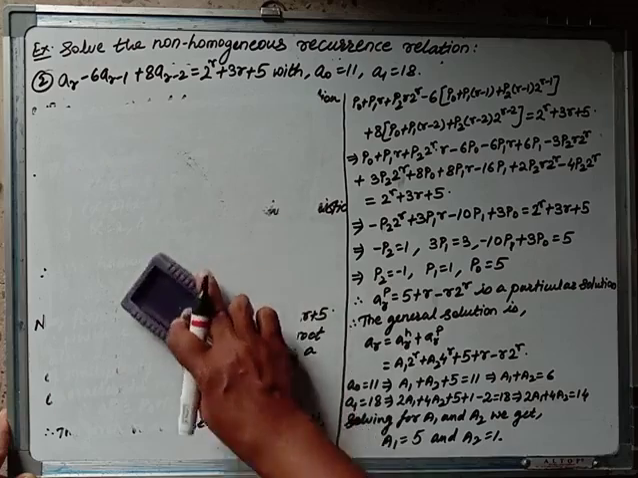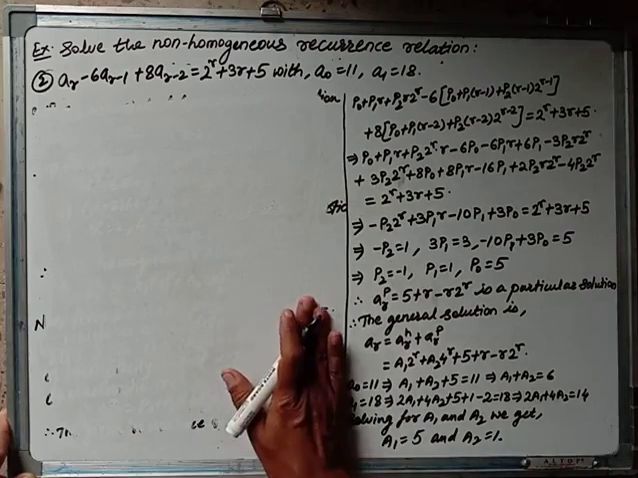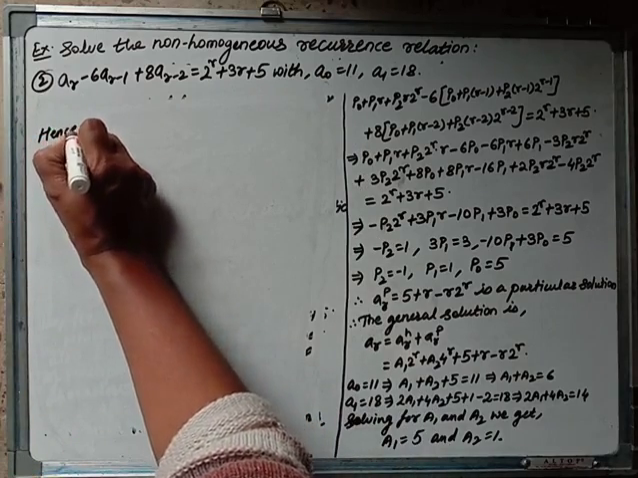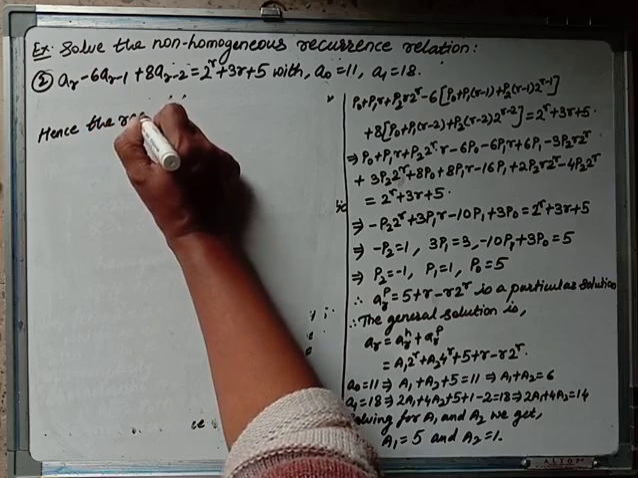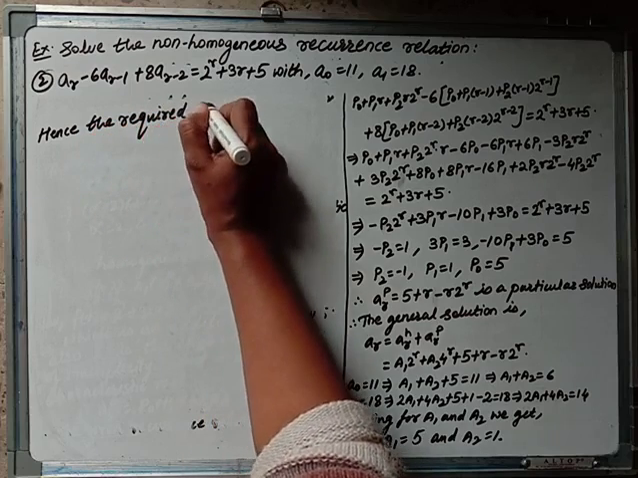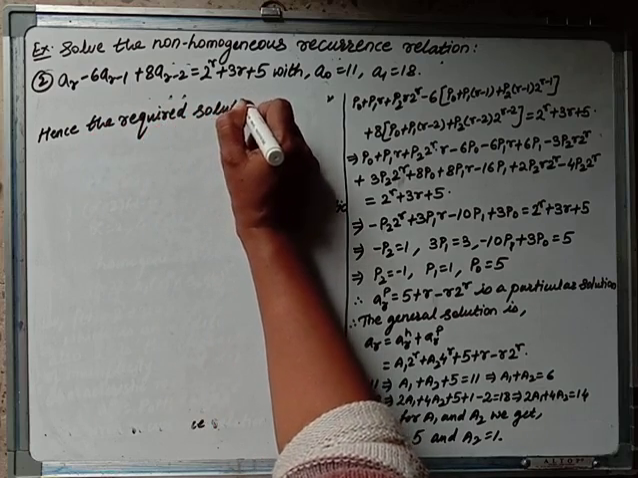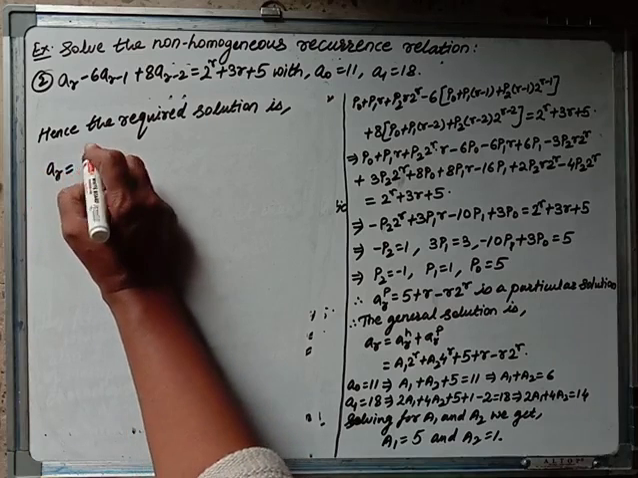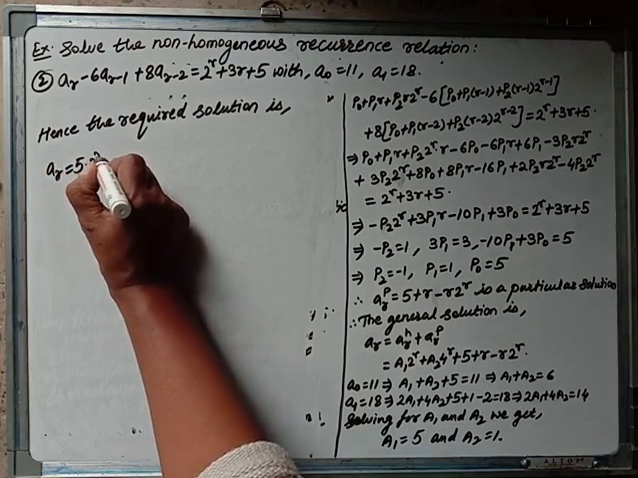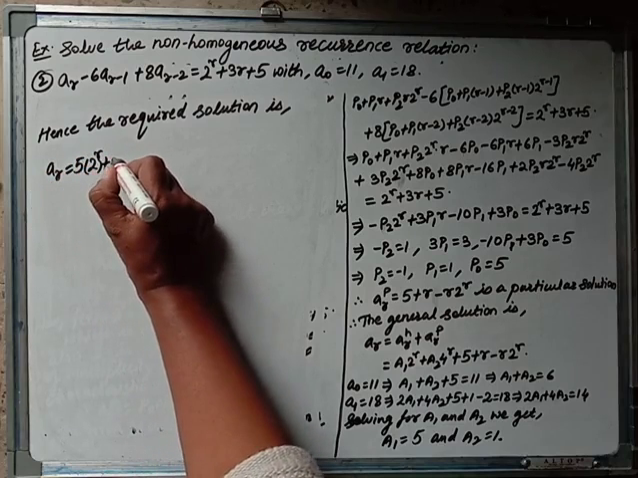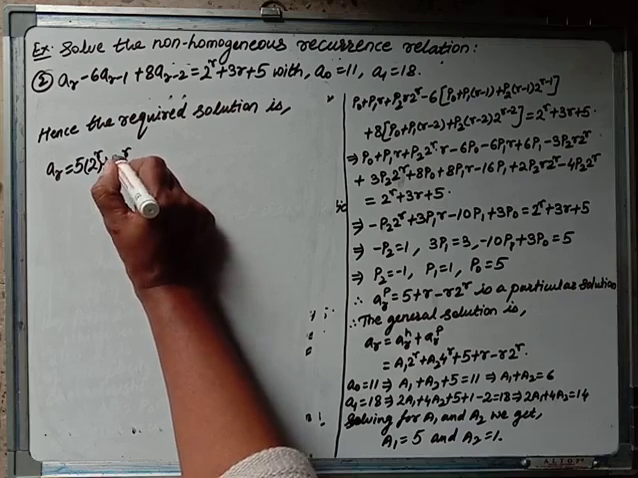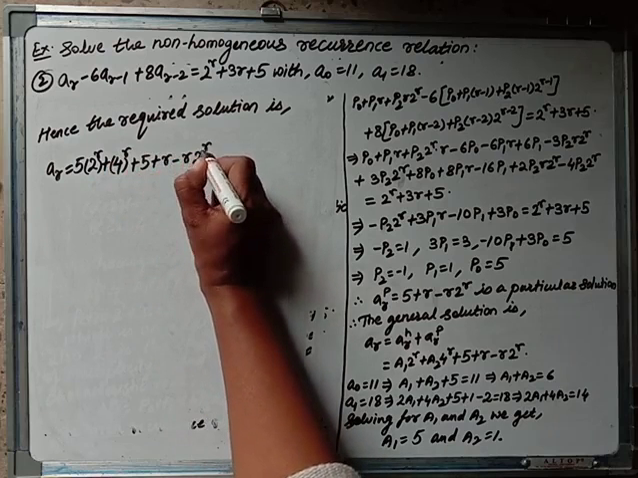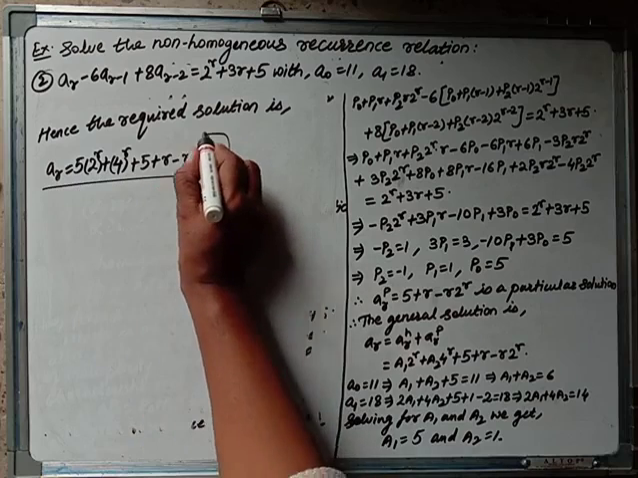Therefore, hence the required solution is a_r is equal to 5 into 2 raised to r plus 4 raised to r plus 5 plus r minus r 2 raised to r. This is our required solution.